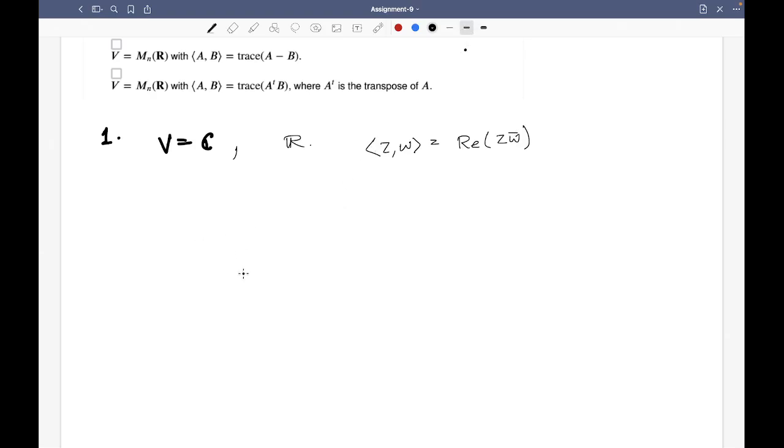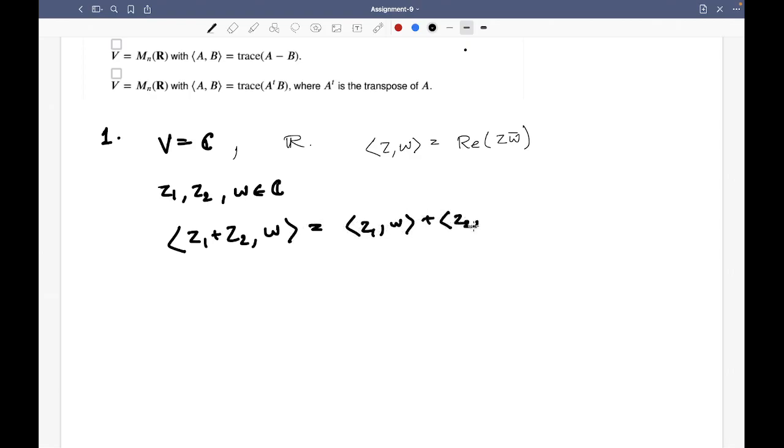So what are the conditions to satisfy for an inner product? First, we have to show additivity, which means you take Z1, Z2 and W from C. These are the vectors. You have to check whether Z1 plus Z2 comma W equals Z1 comma W plus Z2 comma W. Is this true or not?